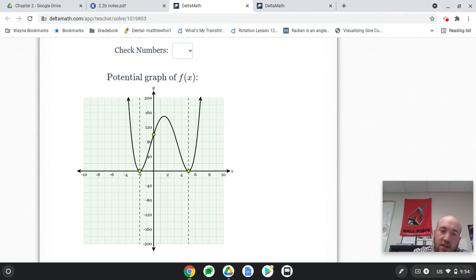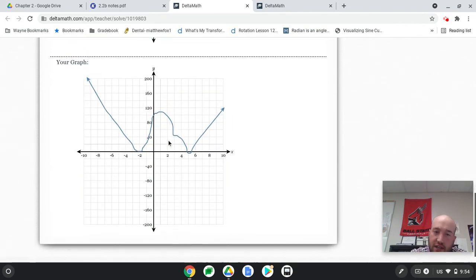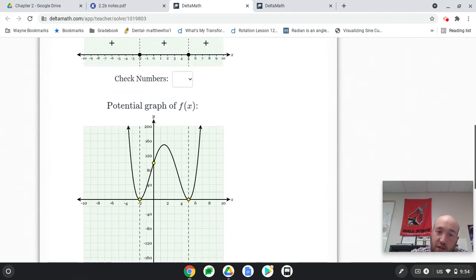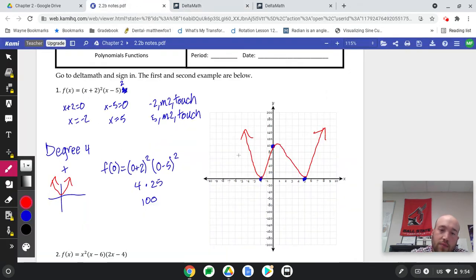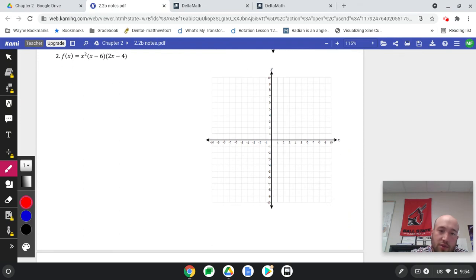So as you can see, theirs looks much nicer. Here's my example, not perfect. Just do your best. It takes a little work. It's a little challenging. Okay, so one more now. Right here, example 2, and this will be example 2 on Delta Math.